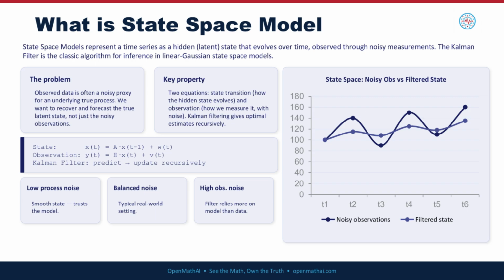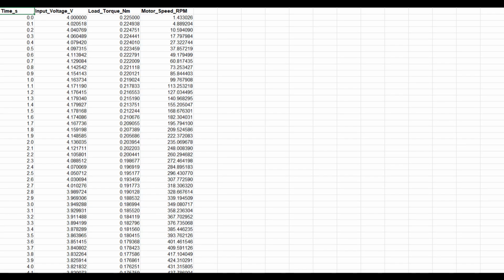We will use a DC motor dynamic dataset for the state space model. This dataset contains 1,200 sequential data samples. The input features are input voltage and load torque, and the target output is motor speed. The time column represents the order in which the measurements were recorded.